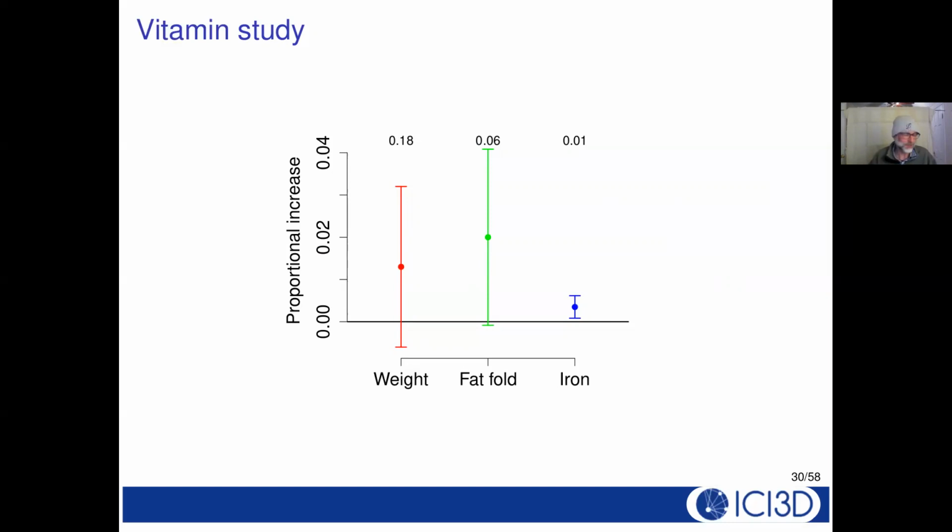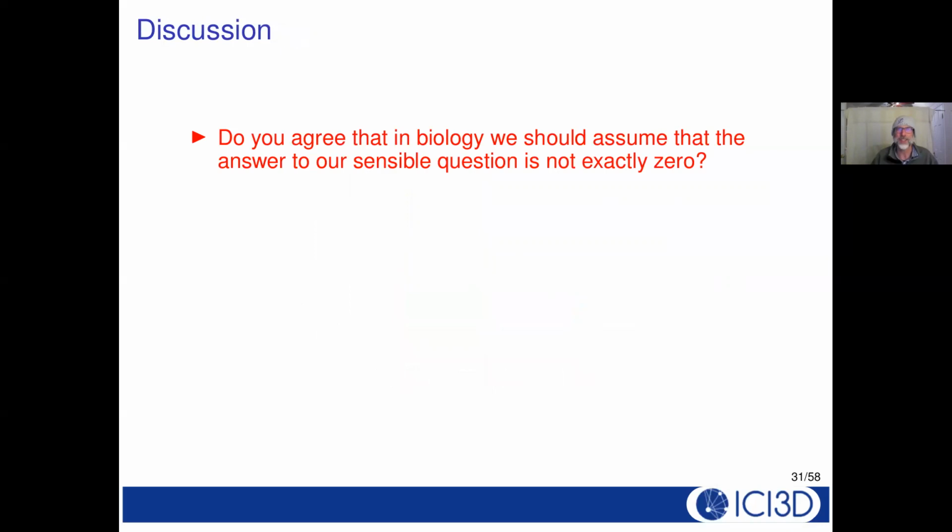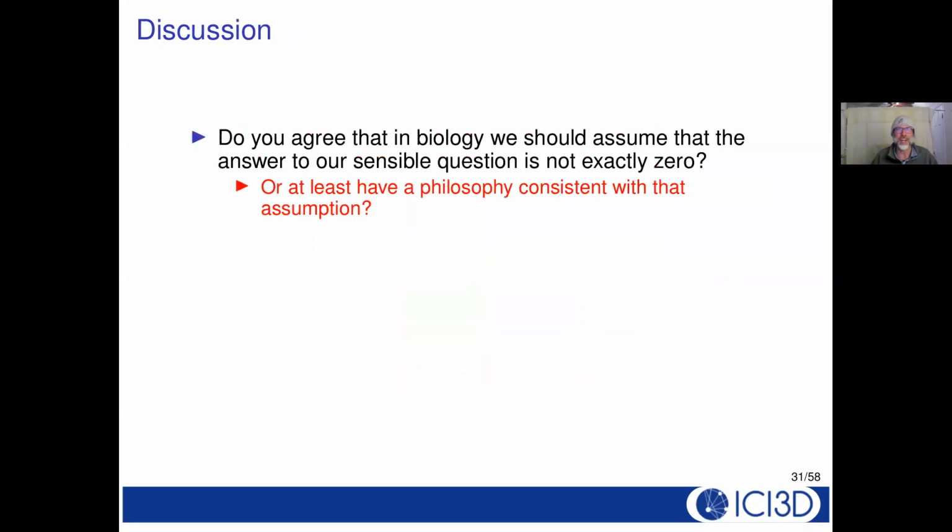The answer is, and feel free to pause again and see what answer you would give. The answer is that by not including zero, this confidence interval also doesn't include any negative values. A confidence interval that doesn't include zero means not only that we're confident that there's some effect, it means we're confident that we know the sign of the effect.